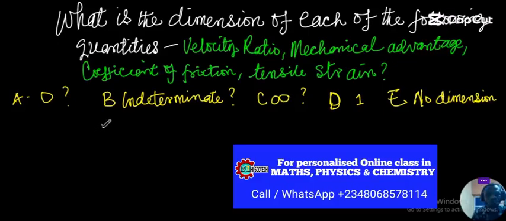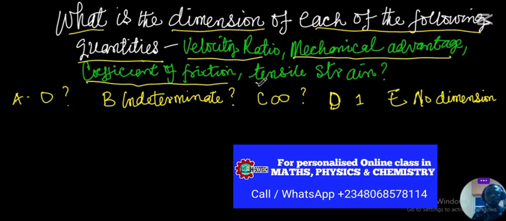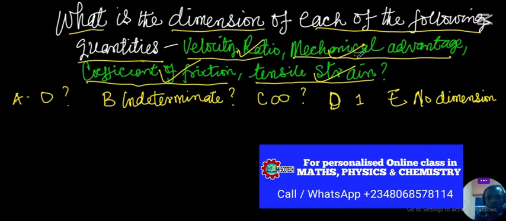Alright, we have a question which says, what is the dimension of each of the following quantities? Velocity ratio, mechanical advantage, coefficient of friction, tensile strain. Now looking at each of these, there is something common with each of these items. Let's start with velocity ratio.